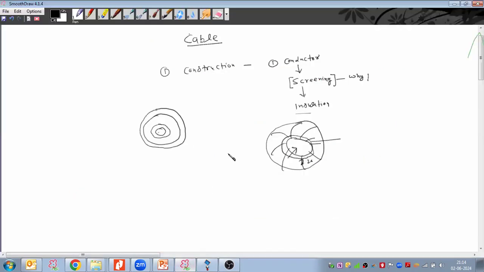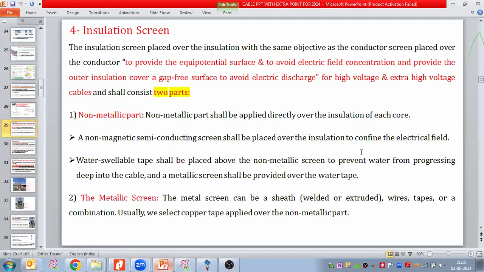Means if the electric field stress is coming on this insulation, there would be a possibility that this electric field may have a tendency to go outside of the cable as well, or there would be stress on the outer insulation of the conductor. So it is confining, like a second barrier, preventing this electrical field from going out and keeping it inside the cable only. So it is confining this electrical field.